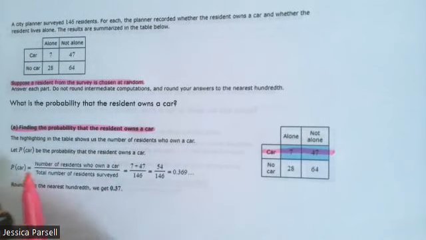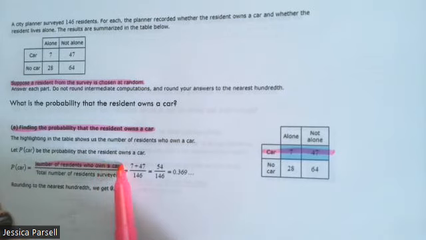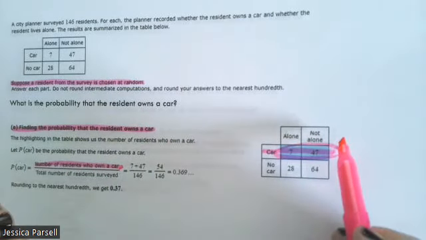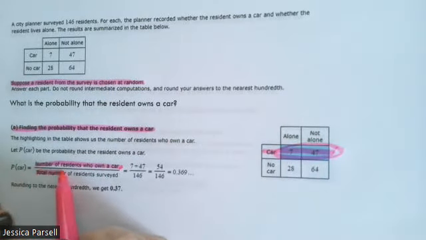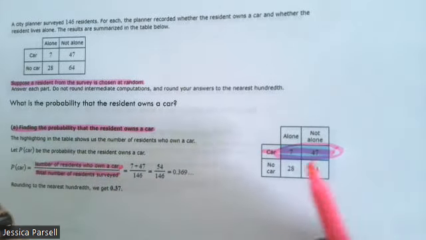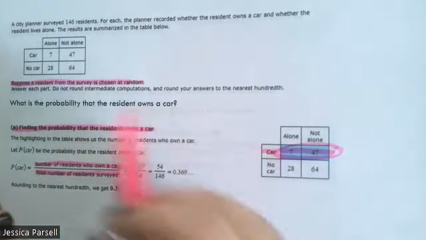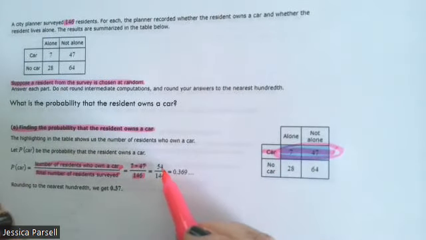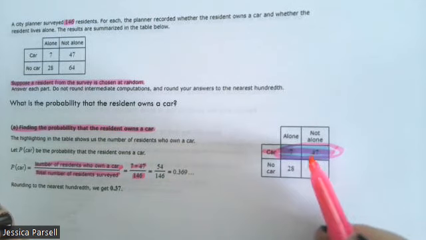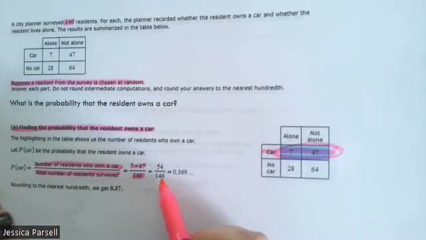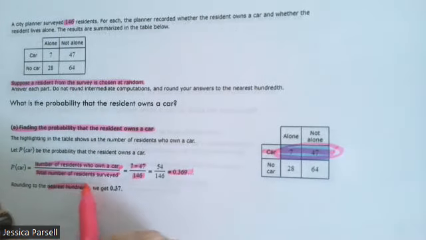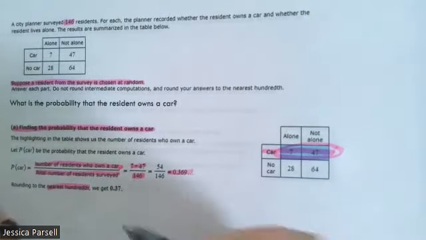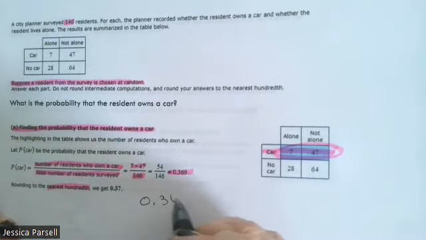So how did they calculate this? The number of residents who own a car, which would be these people here, over the total number of residents surveyed. So they must have added up all these people. Actually, they did for us here, 146. So 7 plus 47 is 54. That's these people that own a car. Divided by 146 is 0.369. And rounding to the nearest hundredth, we get 0.37. So if you're unfamiliar or you just forgot about rounding, 0.369.